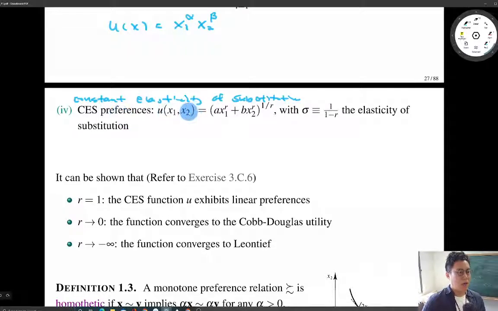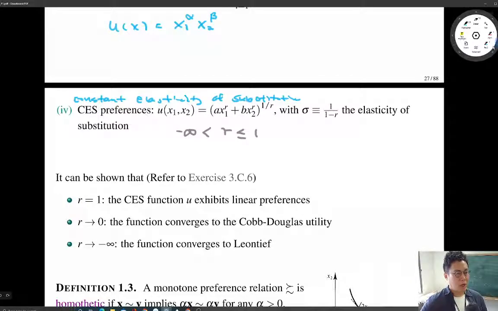Anyway, if the preference relation has a CES, then the associated utility function takes this form. Here the key parameter is r, which is related to the elasticity of substitution. Elasticity of substitution is defined as 1 over 1 minus r. Here the parameter r is a number between negative infinity and 1.